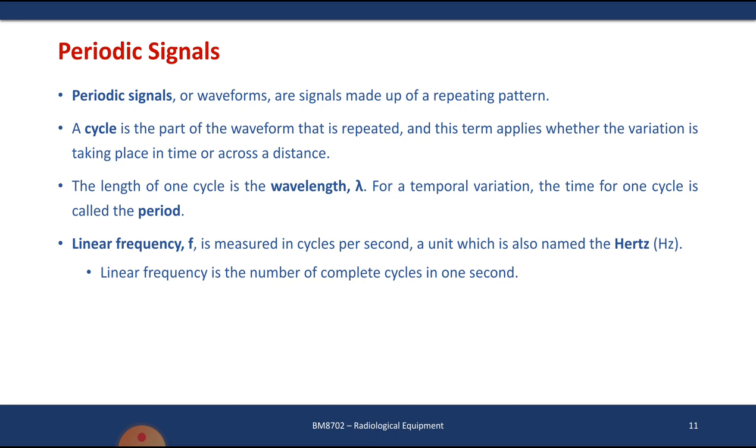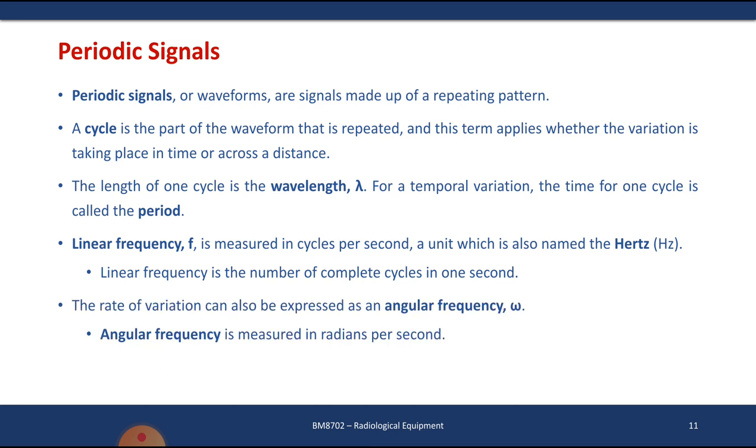So linear frequency is cycles per second. It is measured in hertz. And then there is angular frequency, which is measured in radians per second. So you have two different frequencies, linear frequency and angular frequency. Now the linear and angular frequency can be related as omega equals 2 pi f. This formula you would also have studied in your signals, DSP and all those things. So this is about periodicity.